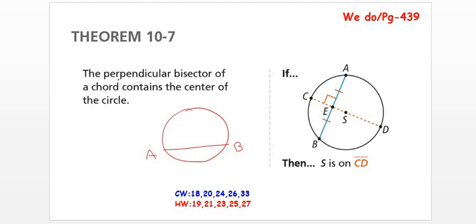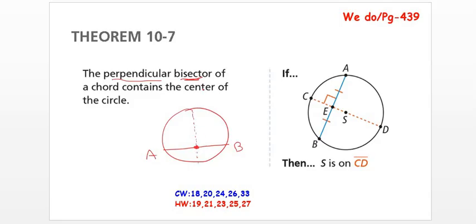Perpendicular bisector has two words. I have to draw a line at the bisector point, like in the half, and that line must be perpendicular. So this is the midpoint. If I draw a line over here, what can you say about this dotted line?